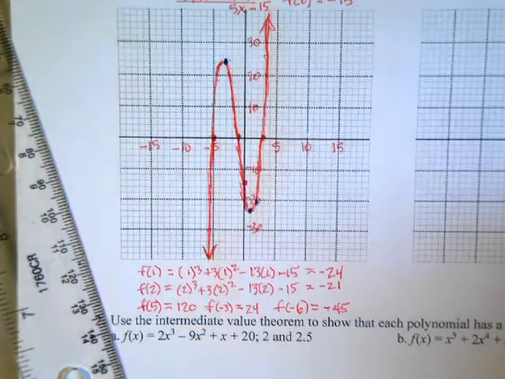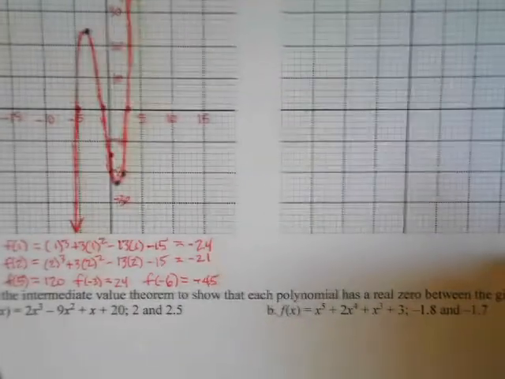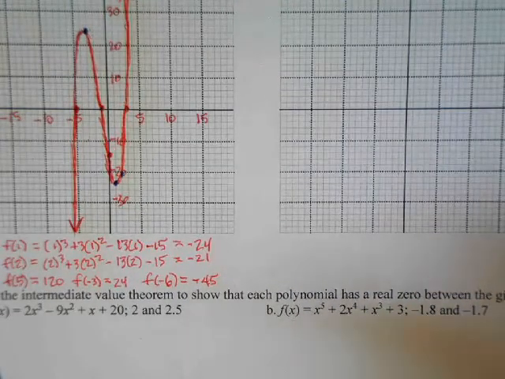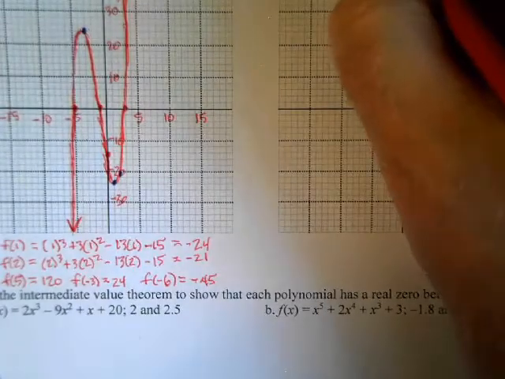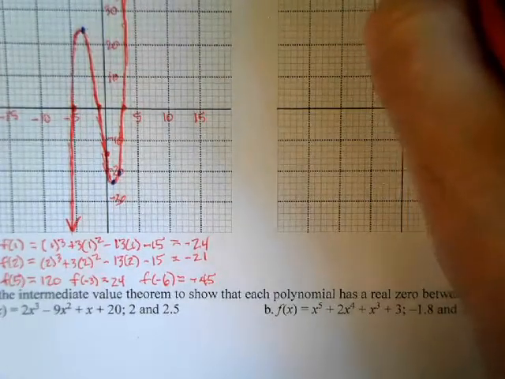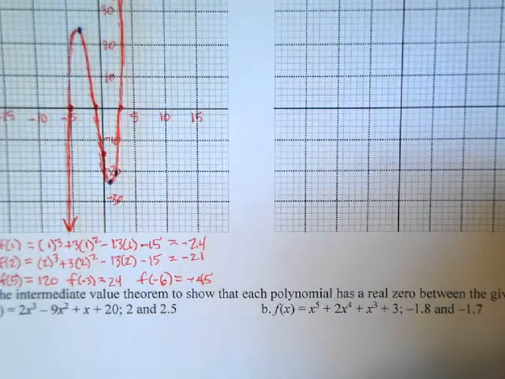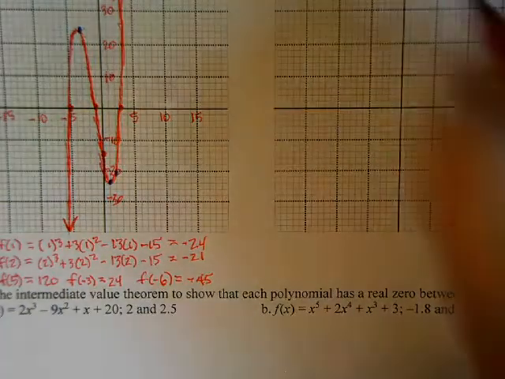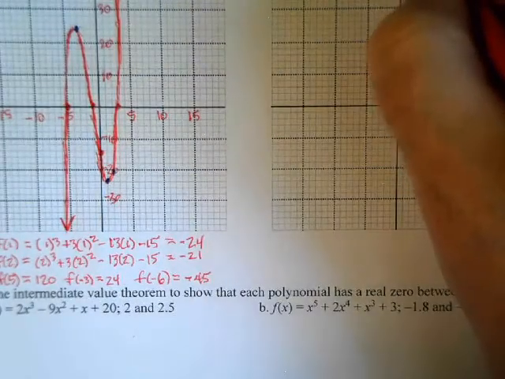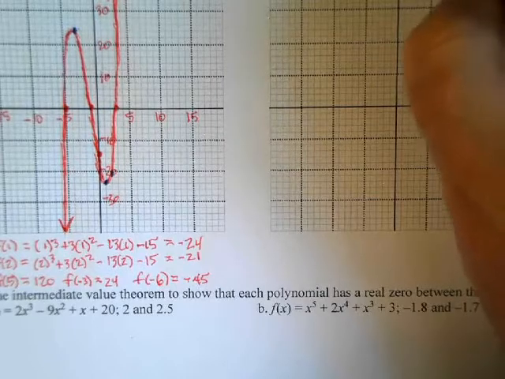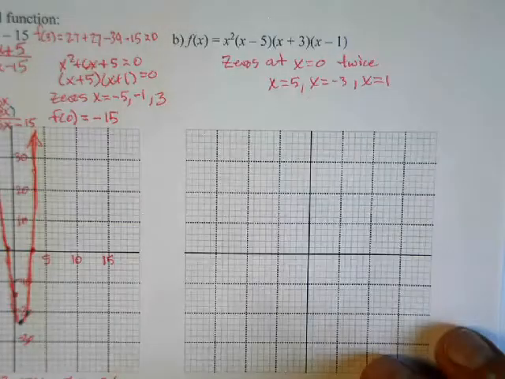Now, in the second one, I've already got it all factored. So I have zeros at x equals 0, and that's twice. So that's going to give me a little satellite point. And then I also have zeros at x equals 5, x equals -3, and x equals 1. Notice how the signs are always opposite of what they were inside of the parentheses. So there are my zeros.